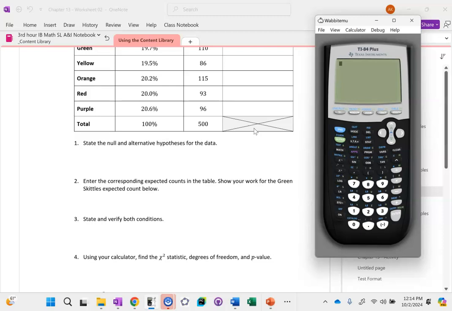All right. Let's watch this. If I press stat and I go to tests and I scroll down, way down deep, I see option D is chi-squared GOF. That stands for goodness of fit test. Press enter.